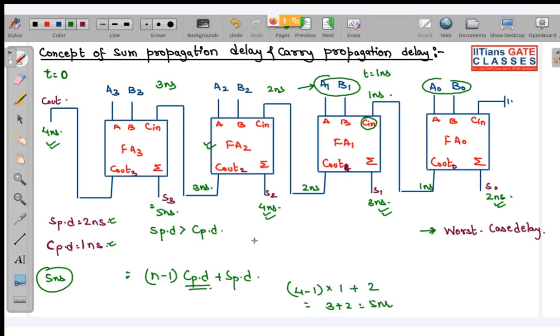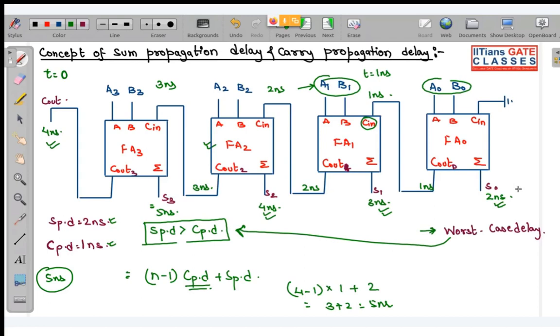So tell me if this is clear or not. Is this clear, everyone? So we have two formulas. One is for when sum propagation delay is less than carry propagation delay. Another is when sum propagation delay is greater than carry propagation delay. And remember, these are your worst case delay. I have calculated the worst case delay. Worst case delay means what? That it is actually your maximum delay. Maximum delay means that all the full adders, or all the outputs of the full adders, are suffering from delay.